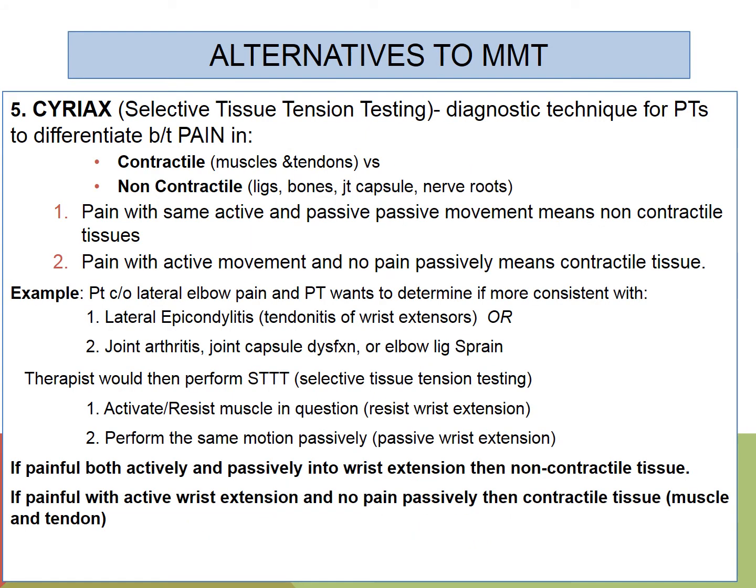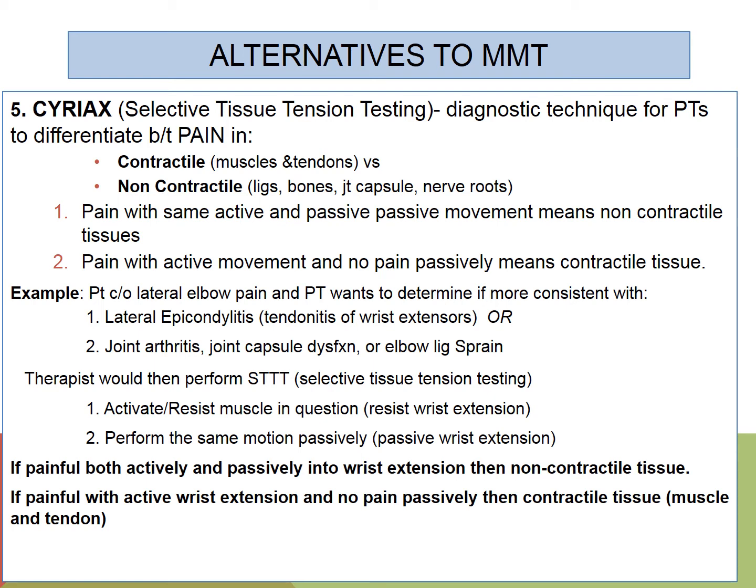The CRX method, or selective tissue tension testing, we discussed in the very beginning of the semester when we started to talk about manual muscle testing and function. But it is a method that is used in the PT diagnosis of our patients and trying to differentiate between contractile and non-contractile tissue of what is the actual impairment.